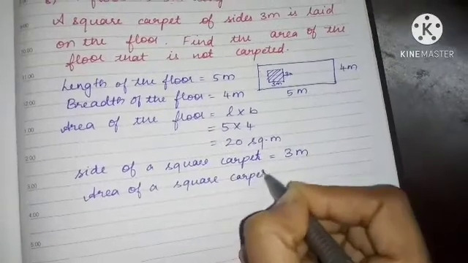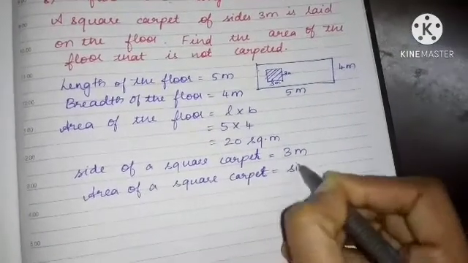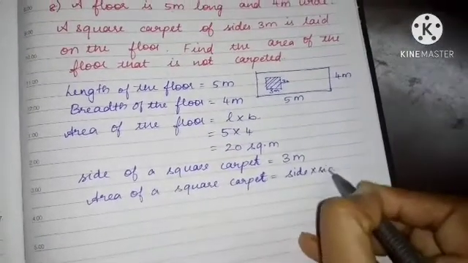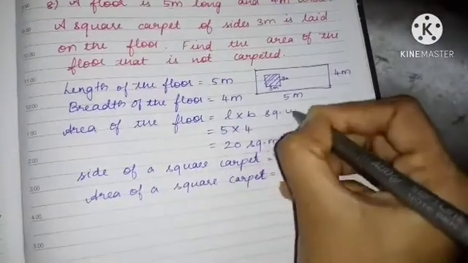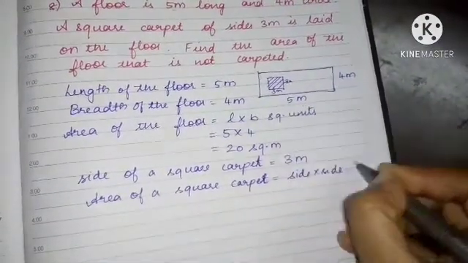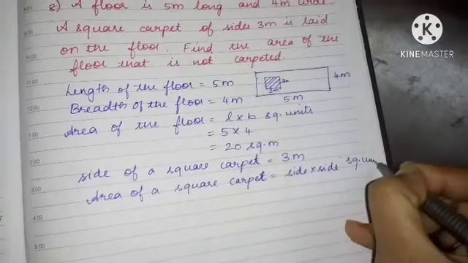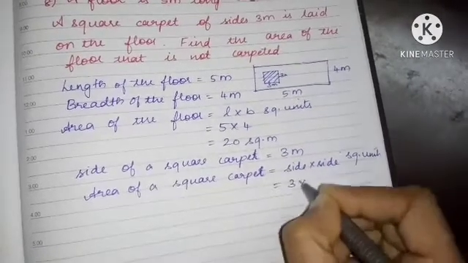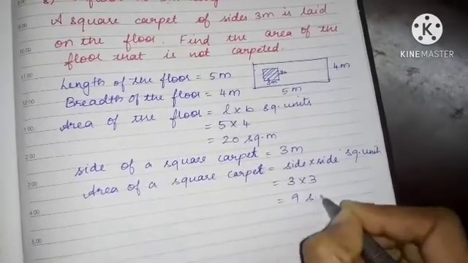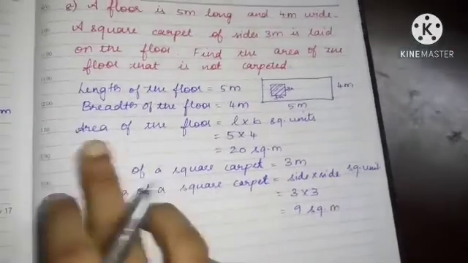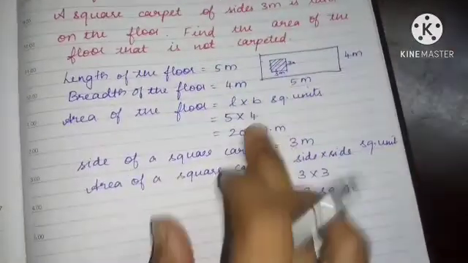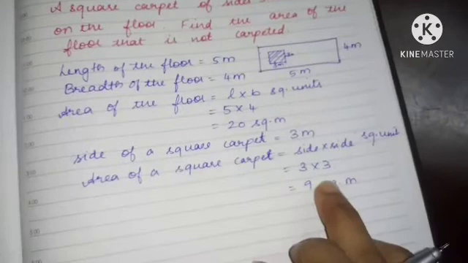Area of a square carpet is side into side square units. What is the side? 3 into 3. 3 3s are 9 square meter. So, I have found the area of the floor, and then the area of the square carpet.